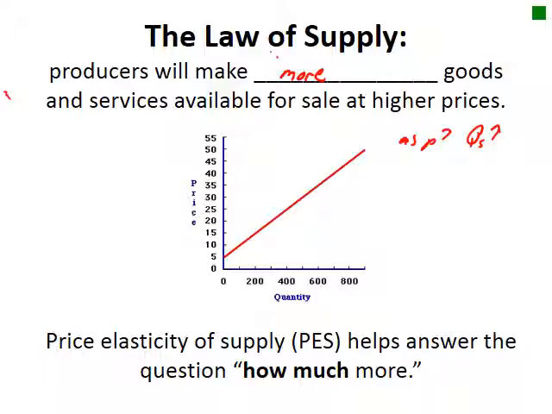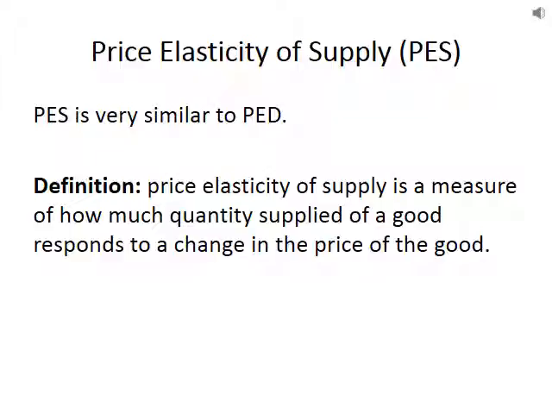Now, price elasticity of supply, or PES, is going to help to answer the question, well, how much more? So if the price increases, are we going to make substantially more or just a little bit more? In terms of the formula, and even the concept, it's very similar to the price elasticity of demand. So the definition of PES: price elasticity of supply is a measure of how much quantity supplied of a good responds to a change in the price of the good.